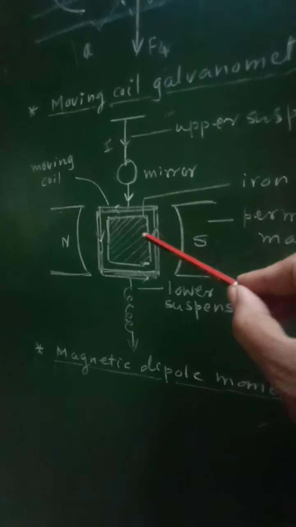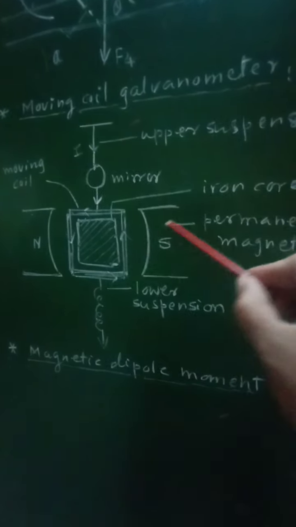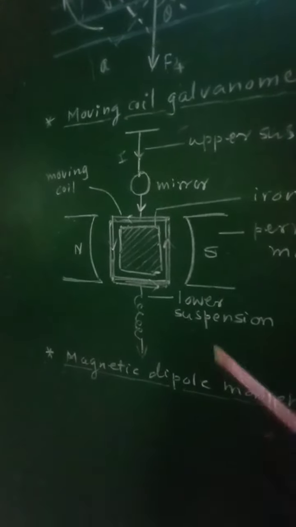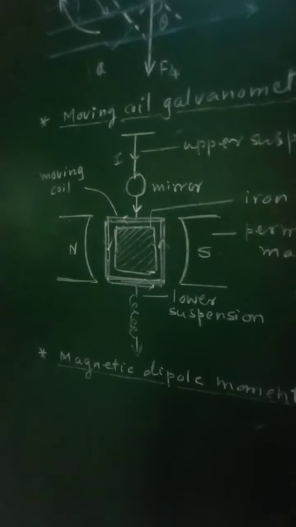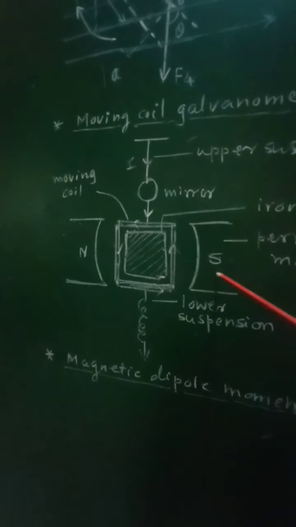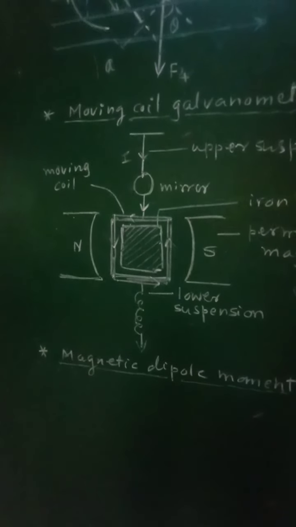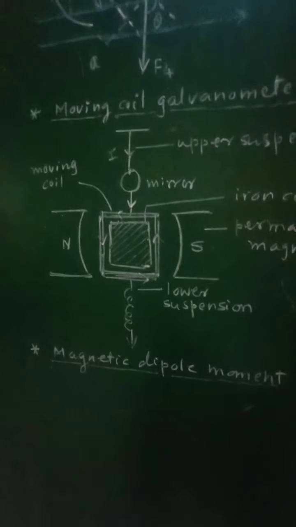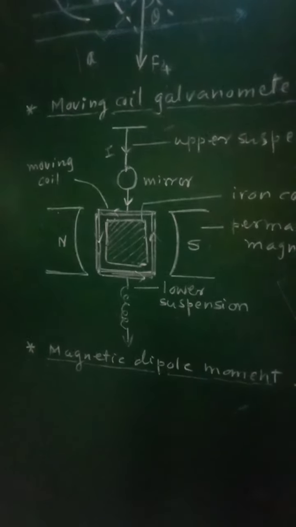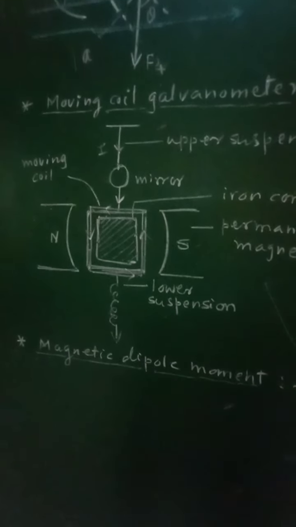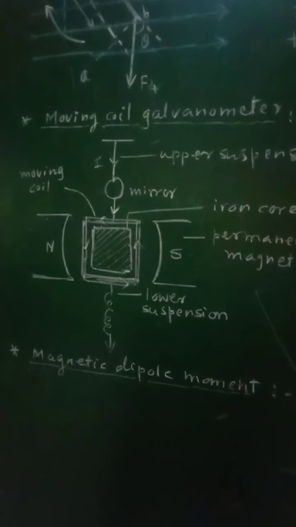Then inside this moving coil there will be a piece of iron which is called the iron core. About that iron core, the coil will rotate. Then this coil will be placed between two strong pole pieces of the horseshoe magnet, and these are always concave in shape, which will provide the radial magnetic field. So considering this structure of the moving coil galvanometer, let us see its construction again.